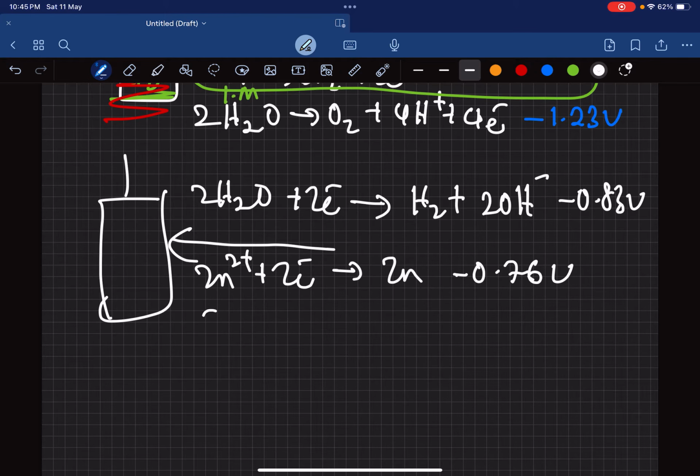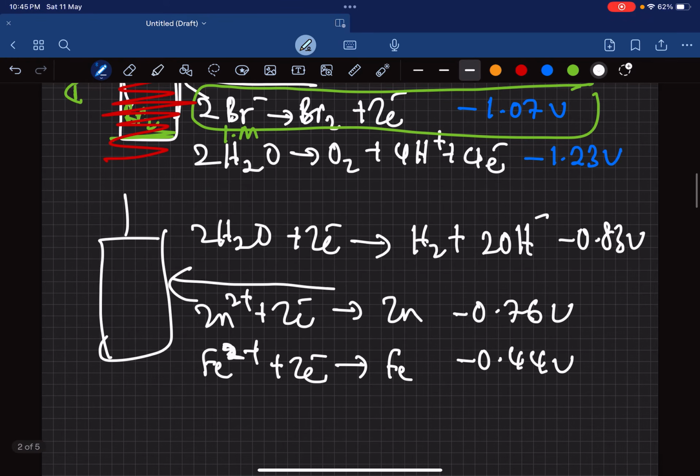So let's say you also have iron. Let's say you have Fe2+ going to the cathode to be reduced. They're all going there during electrolysis. Let's say you have a mixture. So your job again is very easy. You just have to choose the value which is least negative or most positive. So this is the answer.